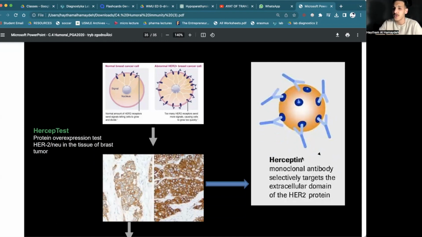The Herceptin is the antibody that we use, which binds to that HER2. And so once we detect the overexpression of HER2, now we know that this is a cancerous cell. Okay, that's it.